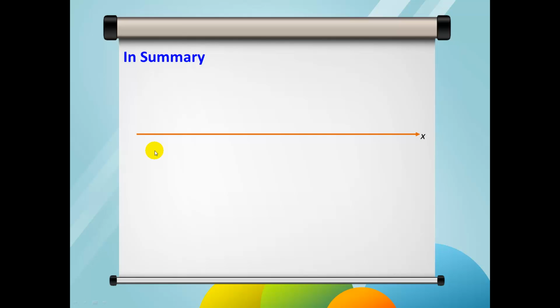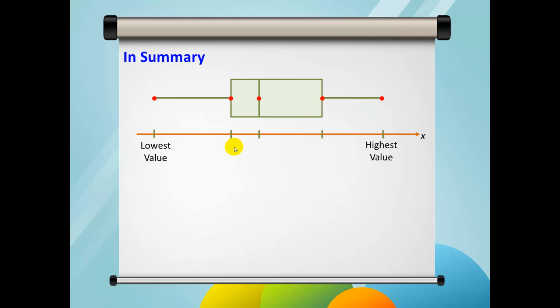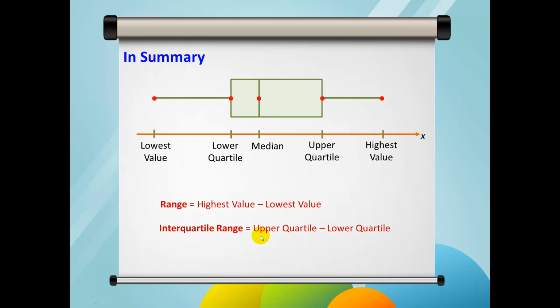In summary, drawing a box and whisker plots will require a number line. And we will start by plotting the 5 points, followed by the box and the whiskers. And these 5 points are the lowest value, the highest value, the lower quartile, the upper quartile, and the median. Also to recall, the range is equals to the highest value minus the lowest value, and finally, the interquartile range will be equals to the upper quartile minus the lower quartile.